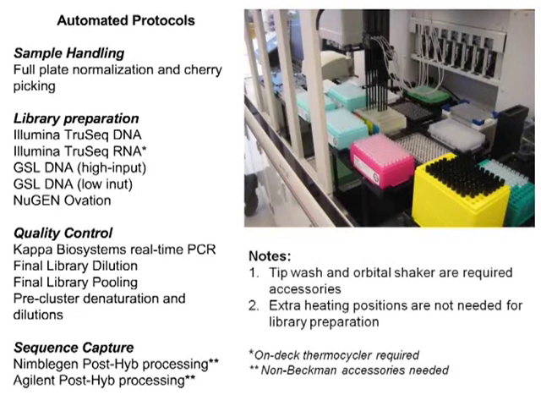Library preparation methodologies include Illumina's TruSeq DNA prep, Illumina's TruSeq RNA prep, our own GSL, standing for our Genomic Services Laboratory, DNA preparation in a high input form, which means 2 micrograms of DNA or higher, as well as a low input form, which is 100 nanograms to 2 micrograms, and then Nugen's Ovation protocol that I mentioned before.